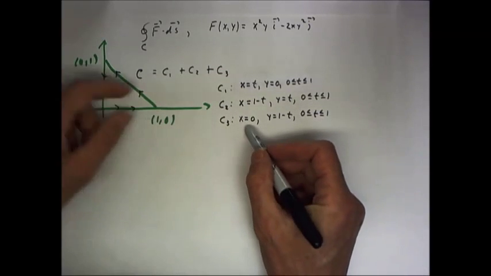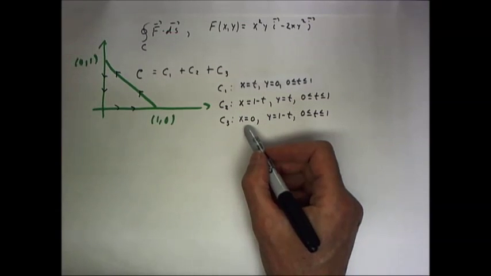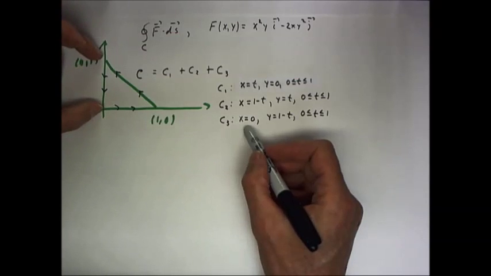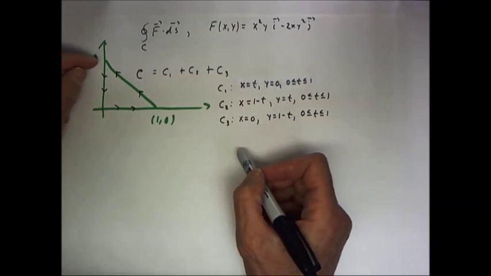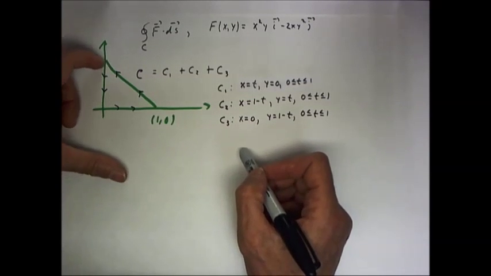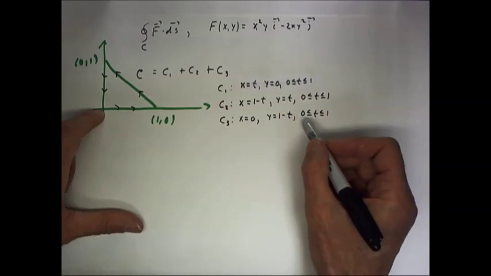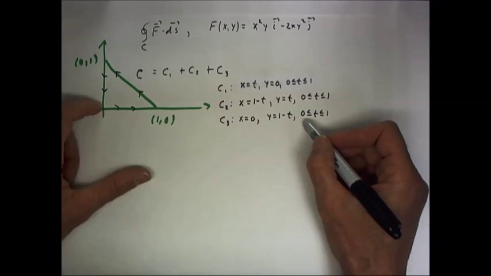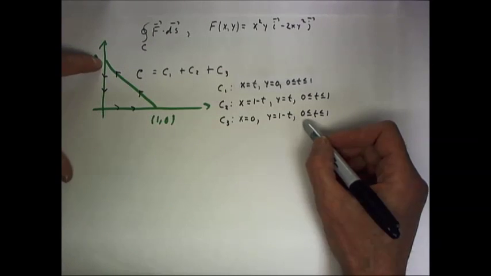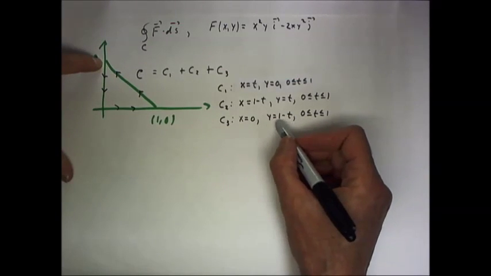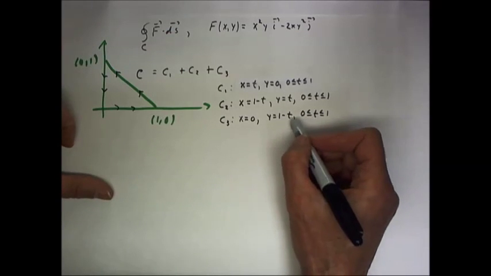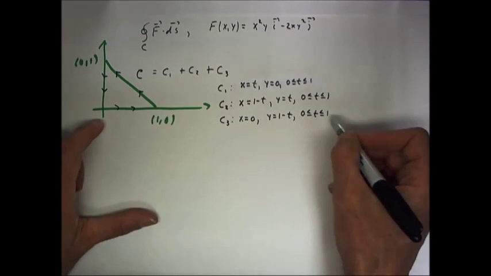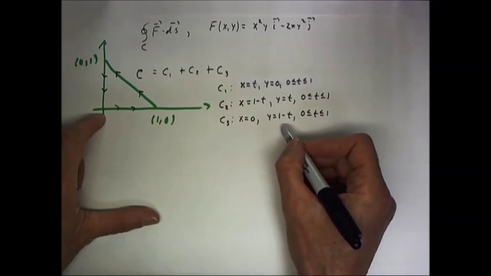C3 is just this section of our boundary, and y goes from 1 to 0. Just to avoid confusion, let's let t go from 0 to 1, so that in order to get y equal 1 at this point, y should equal 1 minus t, so that when t equals 0, y equals 1. When t equals 1, we're going to have y equals 0.